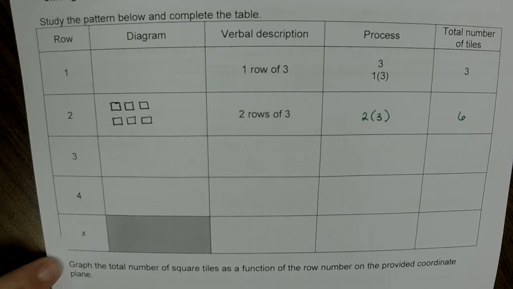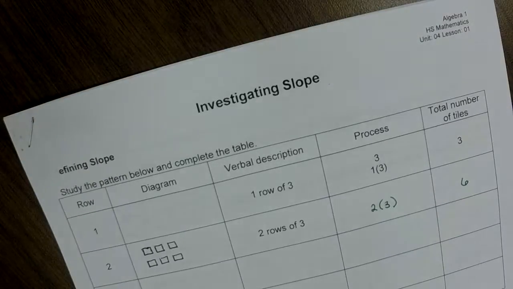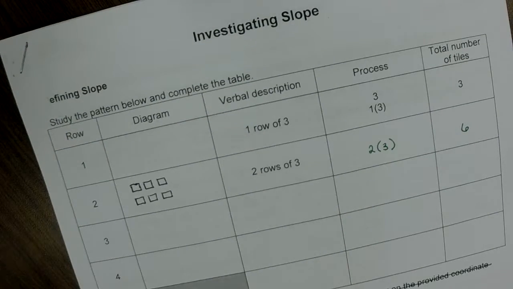Then, graph the number of square tiles as a function of the number of rows on the provided coordinate plane. I think they already did that for you on the next page, but maybe not. Obviously we didn't provide you with a coordinate plane, so you don't need to graph.